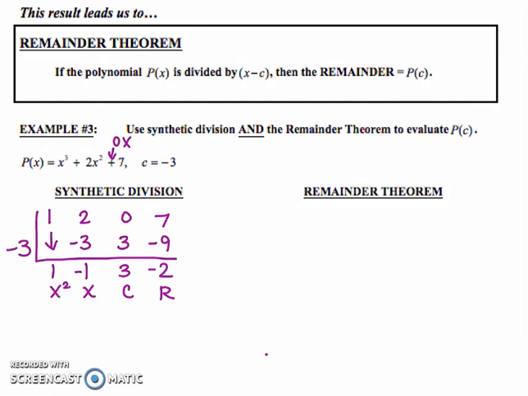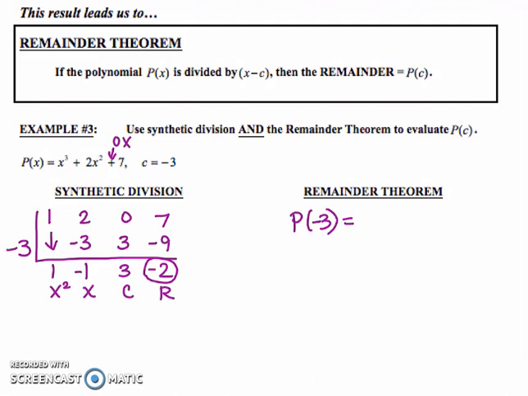And just to verify, the degree of my solution is 1 less than the degree of the polynomial that I started with. So I know that I did this correctly. But what I'm interested in right now is my remainder, which is negative 2. So what this remainder theorem is telling us is that if I go ahead and do p of negative 3, my answer should be negative 2.